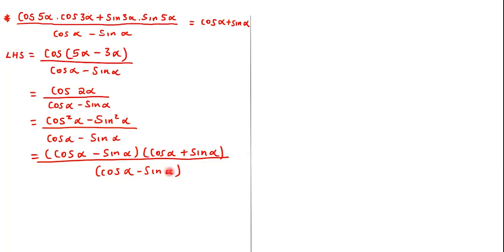Now notice that I'm writing this in a bracket to show that this is going to be one term, and then I can cancel there and there, and then I'm going to have cos alpha plus sine alpha. So this is going to be the right hand side. So that's it for this one. So now let's try and see if you can do another one.